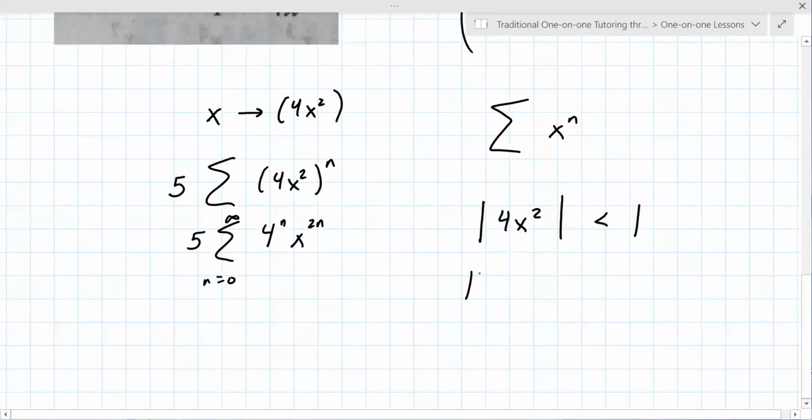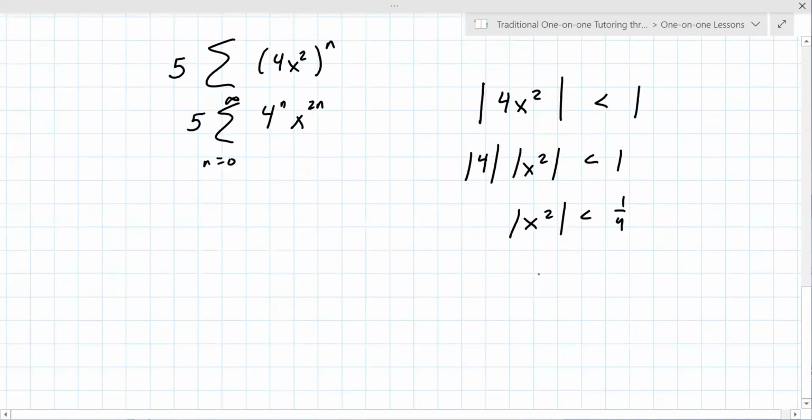So this is the absolute value of 4 times the absolute value of x squared less than 1. You divide by 4, the absolute value of x squared is less than 1/4. And then you have to take a square root. So x is less than the square root of 1/2. Okay, I'm sorry, 1/4, which is 1/2. Sorry, I messed that up. Okay, so your x has to be less than 1/2.